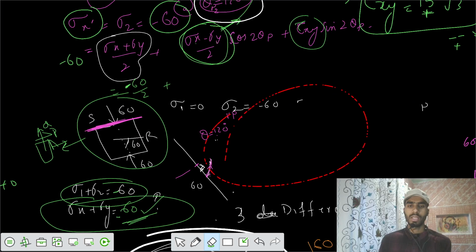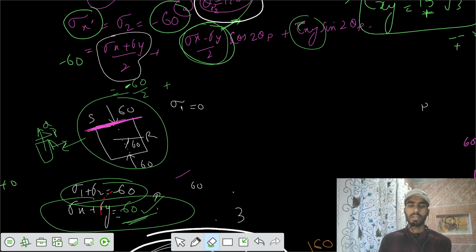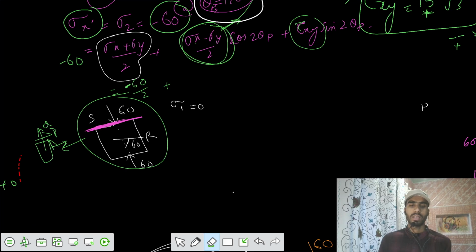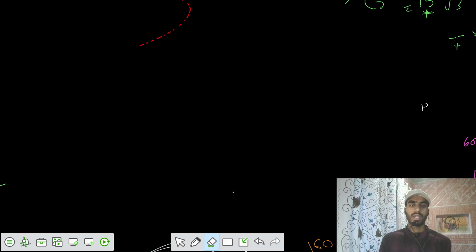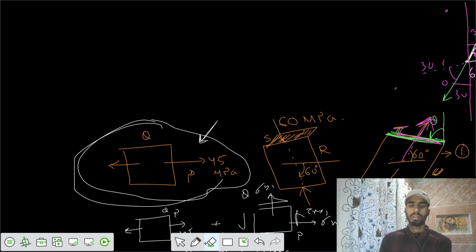So we got theta p, that is equal to 120 degrees. Now I would say, what's the value? How should we get those stresses: sigma x, sigma y, and tau xy? So for that, we have this on theta p, and we can say it in this fashion.